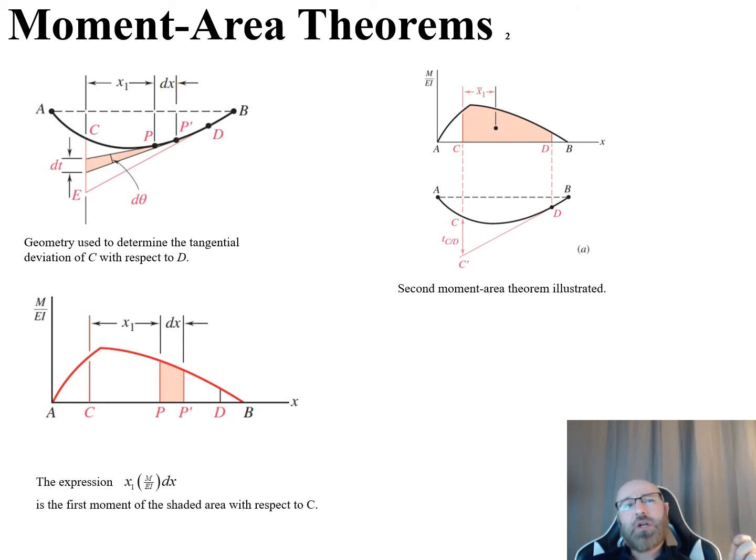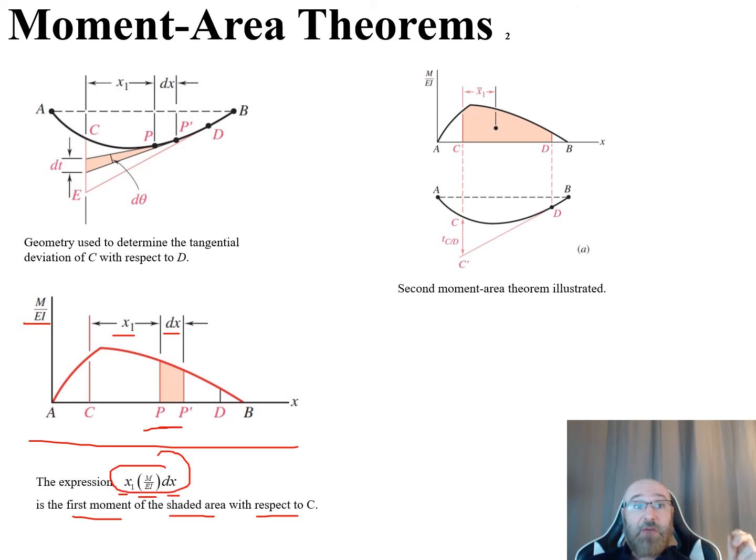So now let's take a look at our diagram on the bottom left here. With this diagram, we can say that our expression x1 times M over EI times dx is going to be the first moment of the shaded area with respect to C. So we can see there's our M over EI on our y-axis, there's our x1 dx, and there's our shaded area. Again, the expression here is the first moment of the shaded area with respect to C.